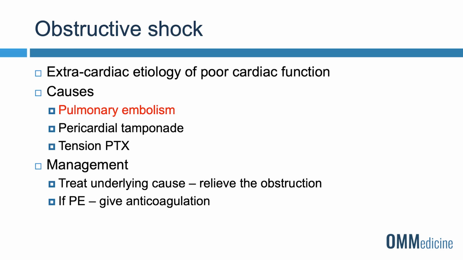So if the patient has a pulmonary embolism, we will want to provide anticoagulation. If they have a tension pneumothorax, we would consider a chest tube. If they had tamponade, you could consider a pericardiocentesis or a pericardial window, and so on.